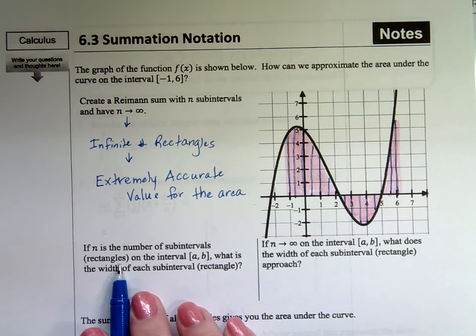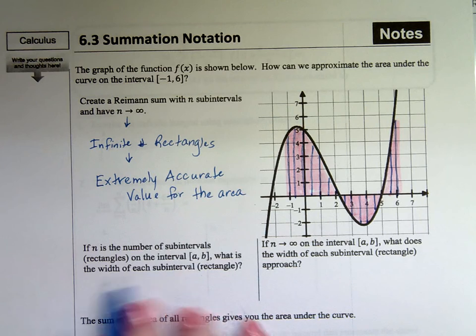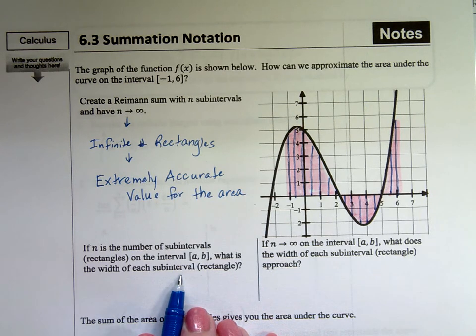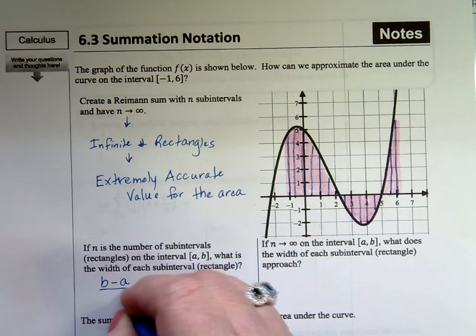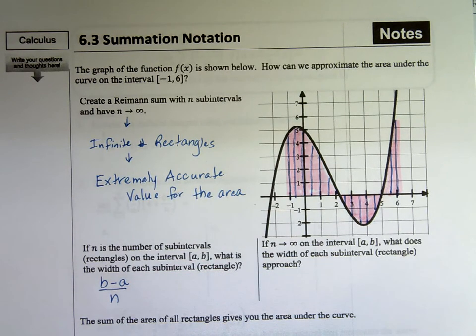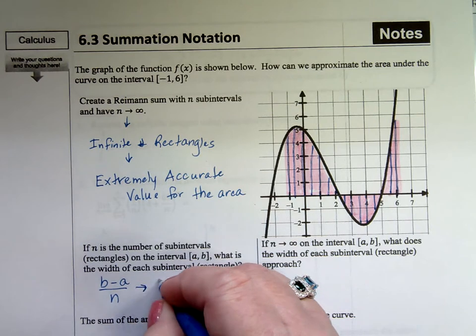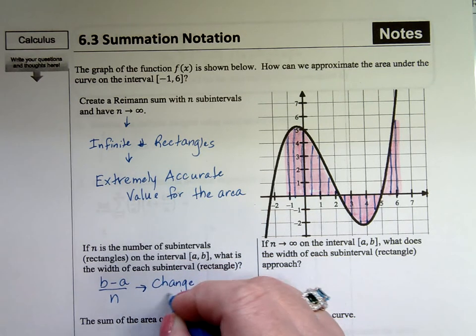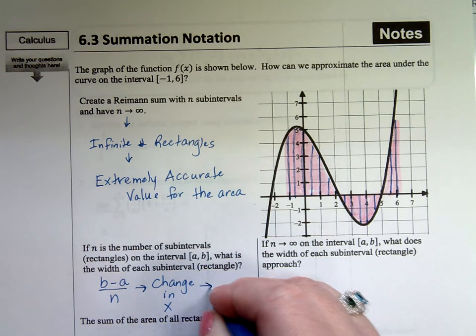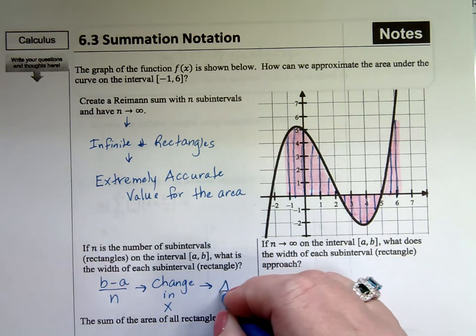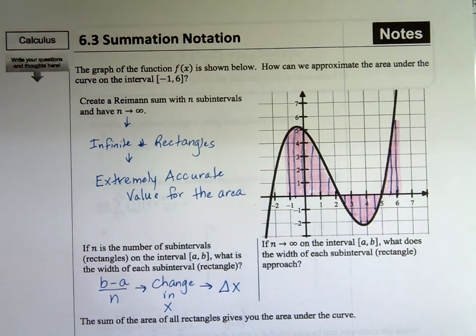If n is the number of subintervals or rectangles on the interval from a to b, what's the width of each subinterval? Well, we talked about this before, right? The width of each subinterval is that formula that we used, b minus a over n. That didn't change. And what this actually represents is the change in x, how x is changing, how wide that subdivision is. And notice that it's talking about it all along the x-axis, the change in x, the width of your rectangle. We're going to see that noted in the notation as delta x. That means the same thing. It's the change in x.